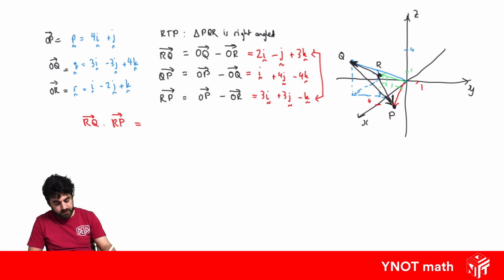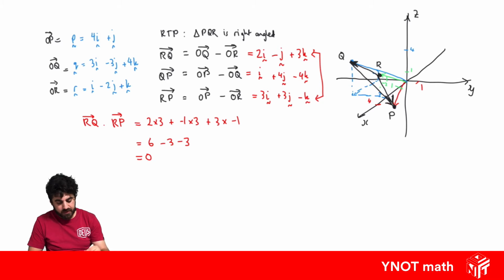So we're going 2 times 3 plus minus 1 times 3 plus 3 times minus 1. So we're going to get 6 minus 3, which is 0, which will show that therefore these vectors have to be perpendicular since their dot product is 0, and therefore the triangle must be right angled.